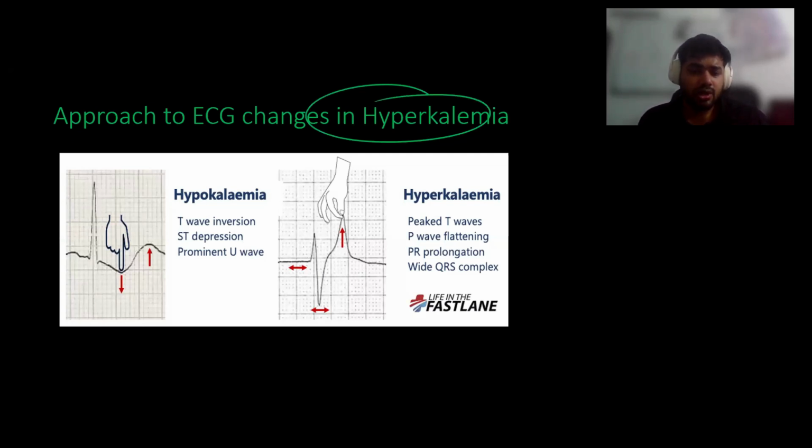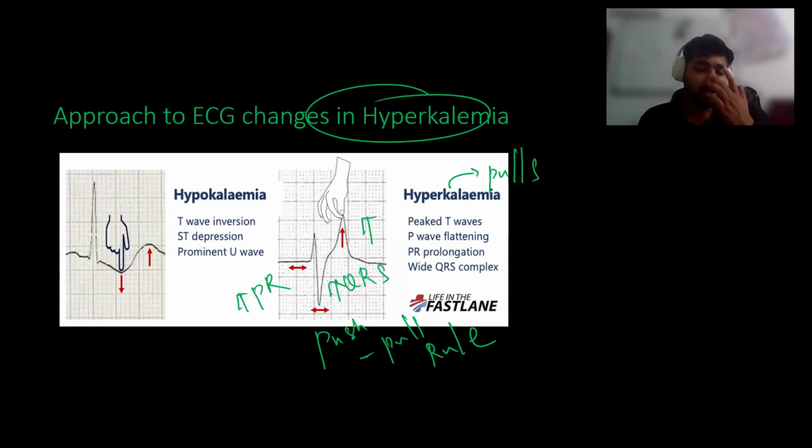There is one important rule called the push-pull rule. Hyperkalemia always pulls. So it pulls the T wave, which leads to tall T wave. It pulls the PR interval, which leads to prolongation of PR interval. And it pulls the QRS complex, which leads to prolongation of QRS complex. While hypokalemia pushes. So while pushing, this leads to T wave inversion, and pushing the ST segment leads to ST segment depression, and there is formation of U waves.